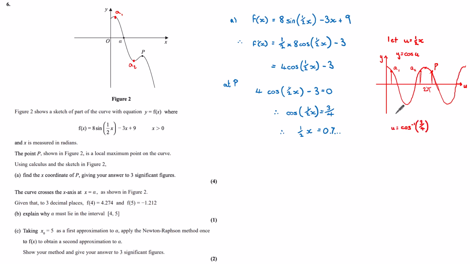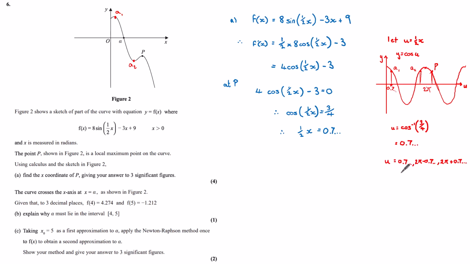On my calculator, when I find the value of u, as I did here, cos to the minus 1 of 3/4, I get my value of 0.7 and so on. This corresponds to the first value on my graph. So when y is equal to 3/4, the first solution is 0.7. Now this will relate to the first turning point on our curve, which is A1. Our second turning point would be 2 pi minus 0.7, which would give me the local minima at A2. But I want the third turning point, which is 2 pi plus 0.7 at P.